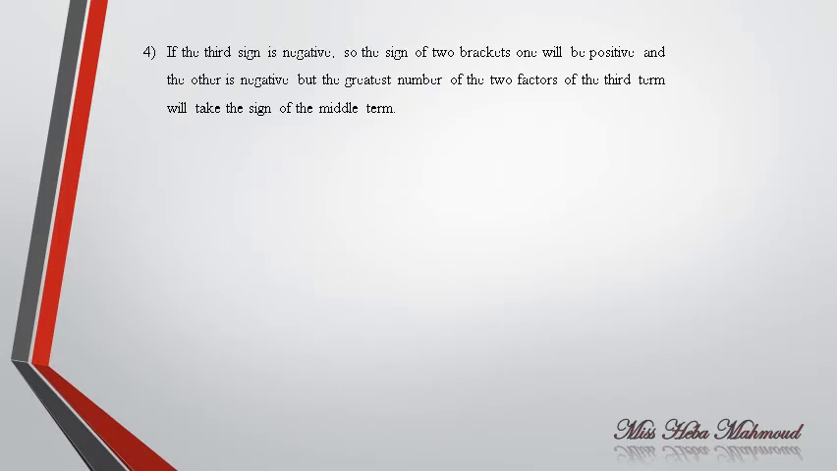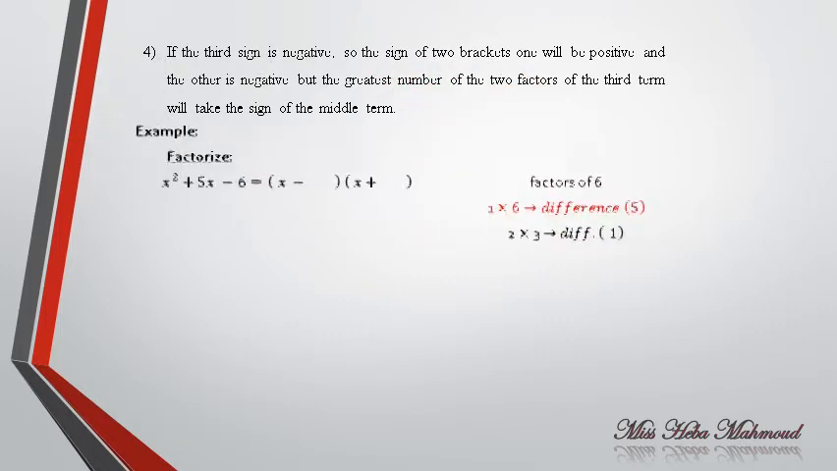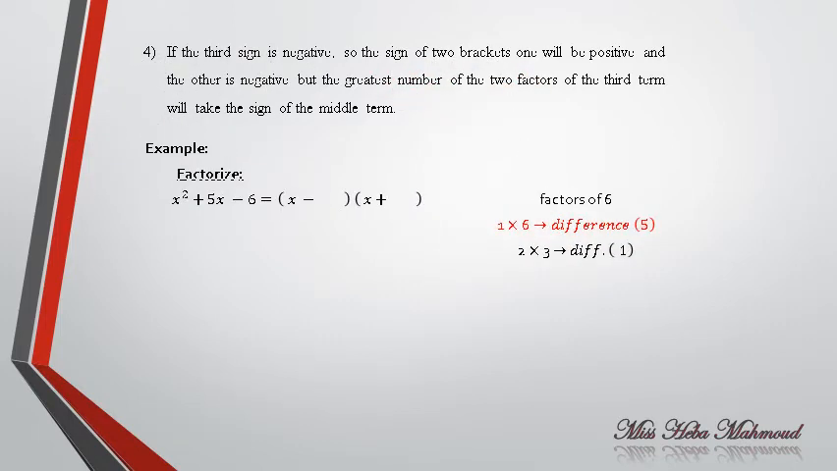If the third sign is negative, the signs of the two brackets will be one positive and the other negative. But the greater of the two factors of the third term will take the sign of the middle term. For example, x power 2 plus 5x minus 6. First, we open two brackets and factorize the first term. X power 2 will be x and x. And because the third sign here is negative, one bracket will have a negative sign and the other a positive sign.